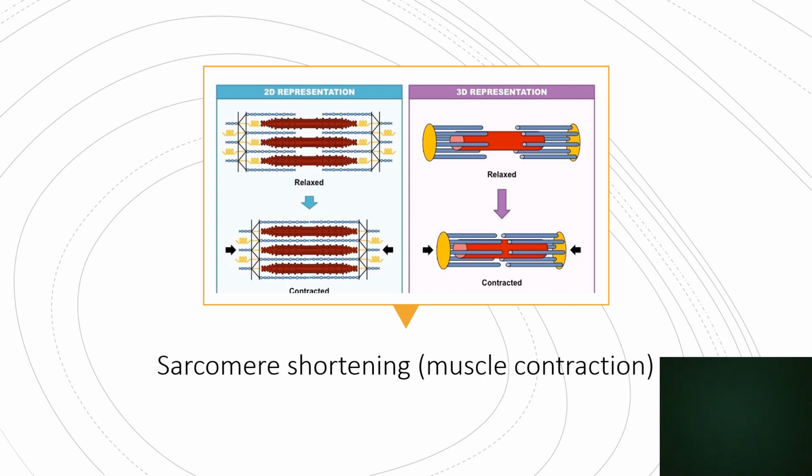As the individual sarcomeres become shorter in length, the muscle fiber as a whole contracts. Thank you so much, and this concludes my PowerPoint presentation.